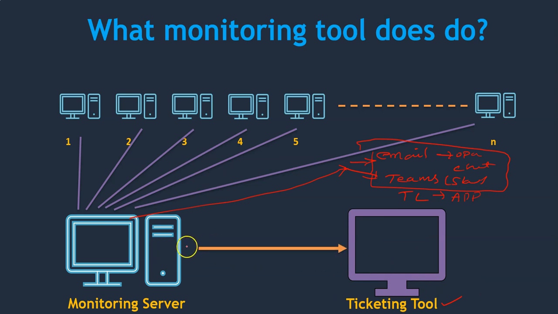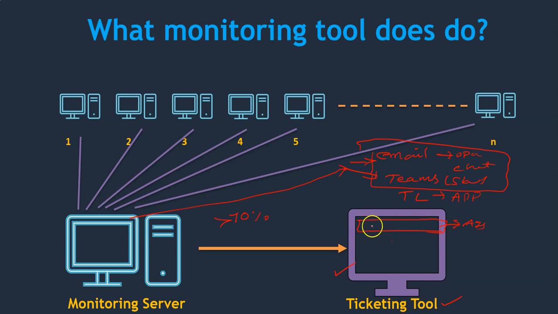Whenever it receives an alert, in our case the CPU utilization is more than 70%, whenever it receives this alert, it is going to send a notification over here. Okay, so this alert will be updated over here. So you are going to monitor your ticketing tool. Whenever you receive it, you will assign it to yourself and start working on that one.